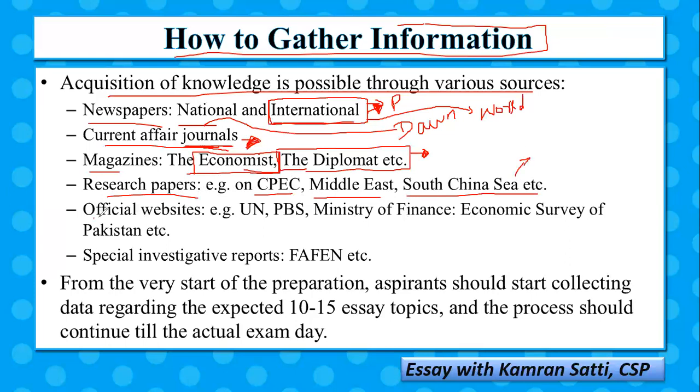Then official websites, this is very important. Okay, because this is where you get the core statistics about any topic. For example, UN, you can gather a lot of information from the website of the UN or from the website of its agencies. Okay, like UNDP, UNICEF, all those things. If you want to gather information about children, UNICEF is the appropriate wing of the UN. If you want to gather information about some economic stuff about Pakistan, you can consult the Pakistan Bureau of Statistics. Similarly, from the Ministry of Finance, you can read the Economic Survey of Pakistan.